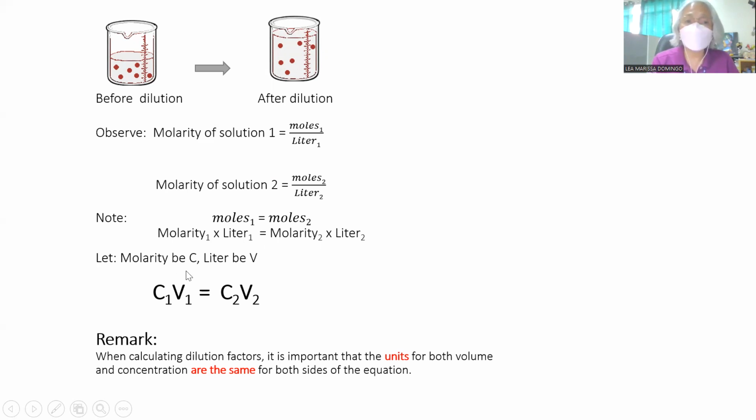If we let molarity be C and the volume in liters be V, then we have C1V1 is equal to C2V2, where C1V1 refers to concentration and volume of solution 1 and C2V2 the concentration and volume of solution 2. In some books, instead of C1V1, they have M1V1 to emphasize that the concentration is in terms of molarity. When calculating dilution factors, it is important that the units for both volume and concentration are the same for both sides of the equation.